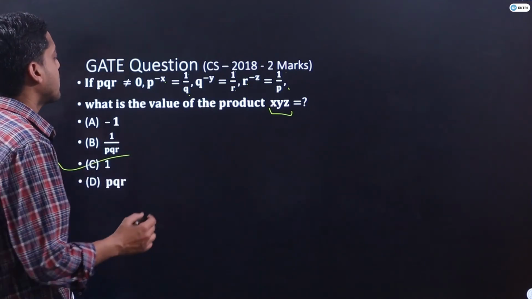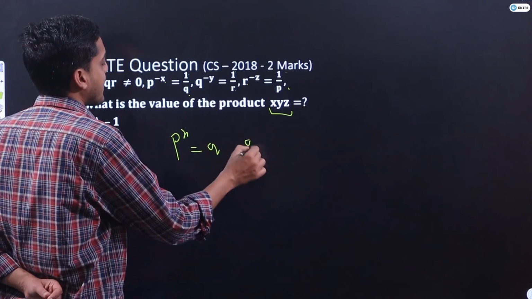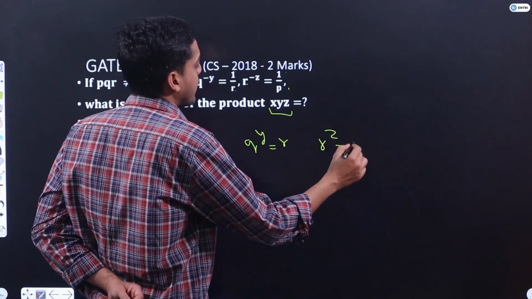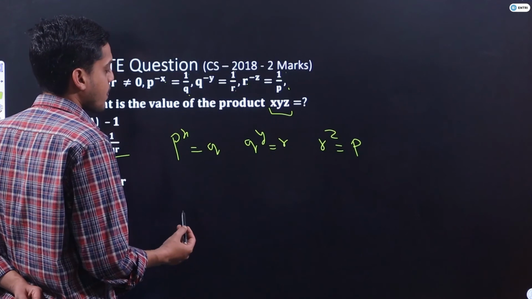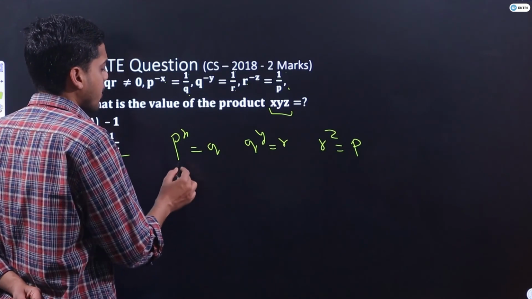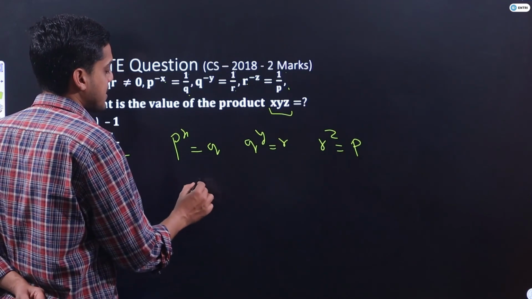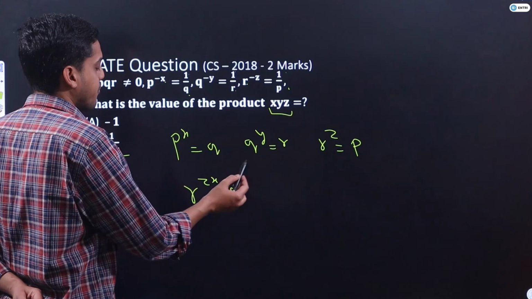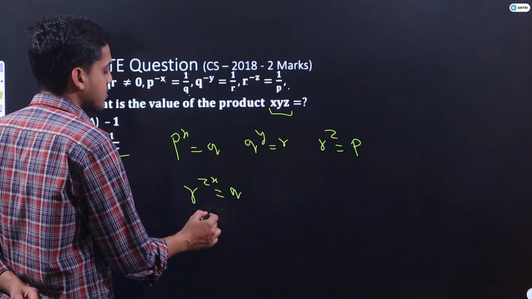I am writing it like this: p to the power x equal to q, q to the power y equal to r, and r to the power z equal to p. Now you can place any number. If you place the value of p, it will become r to the power zx equal to q. If you place the value of r, yzx.